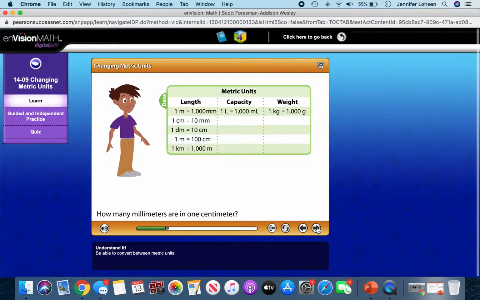How many millimeters are in 1 centimeter? In order for me to do that, I have to go to my length category because the base word, the root word, is meters, as you can see. Meters does not measure capacity. Meters does not measure weight, or this should say mass. So I'm going to the length column and I'm looking for millimeters and centimeters. So mm and cm. I'm going down right here. 1 centimeter equals 10 millimeters. There are 10 millimeters in 1 centimeter.